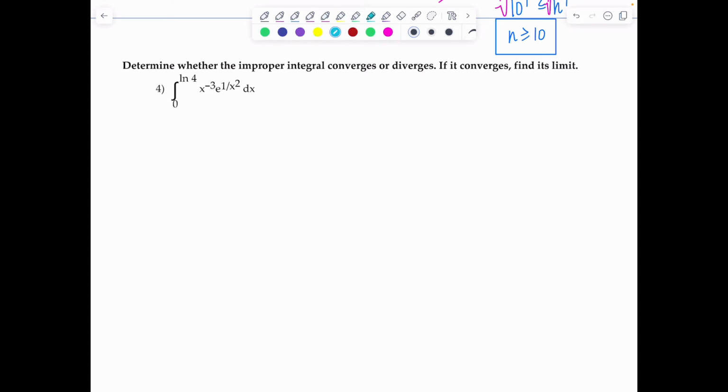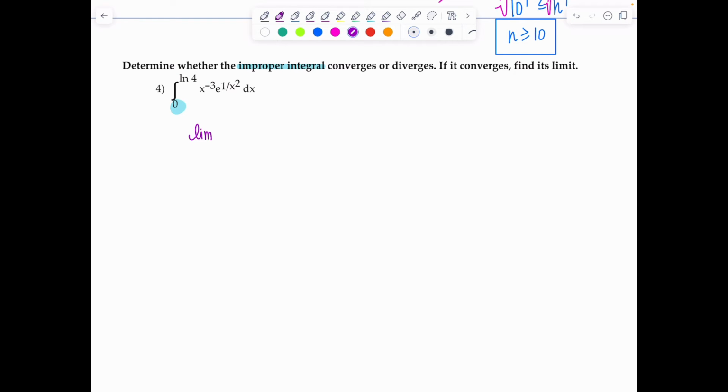I made sure I did tell them it was improper just in case they didn't notice. What makes it improper? This lower limit being 0, because e to the 1 over x squared would be undefined, as well as x to the negative third, because that's 1 over x cubed. So I have to rewrite this now as the limit.